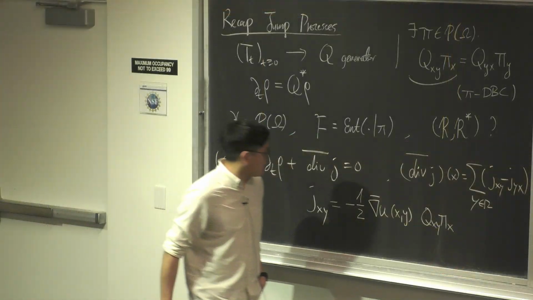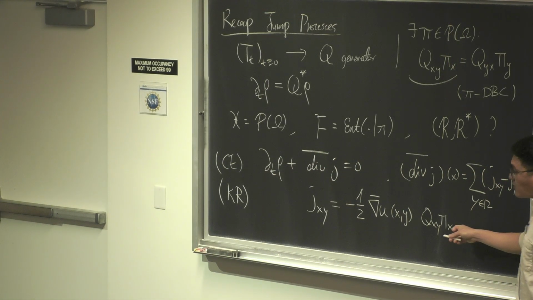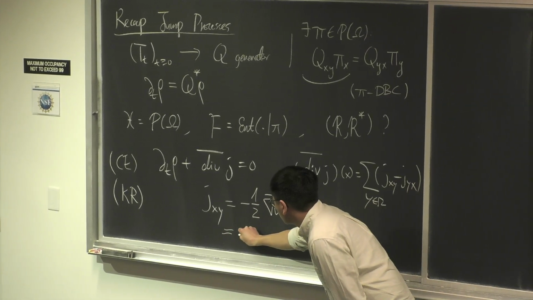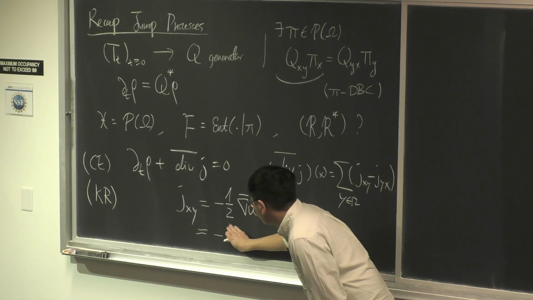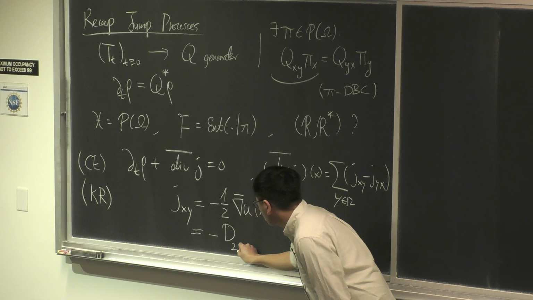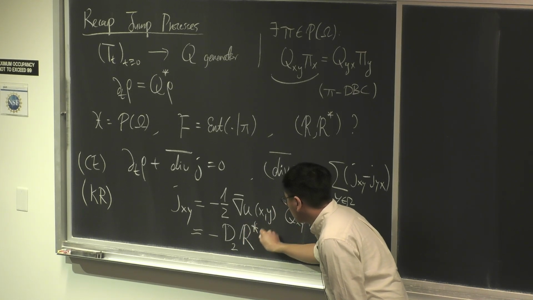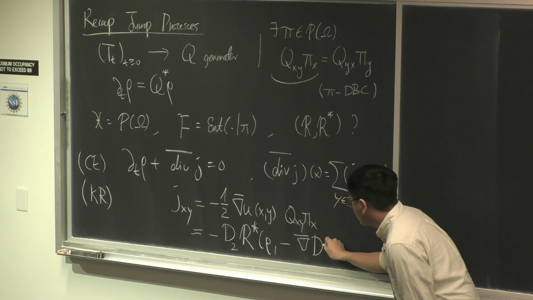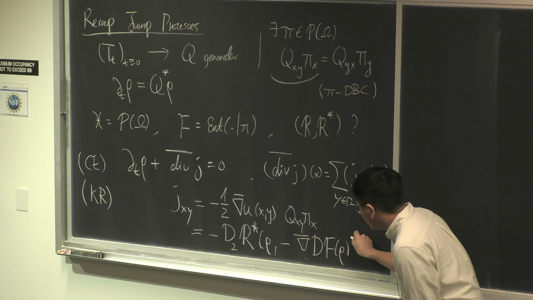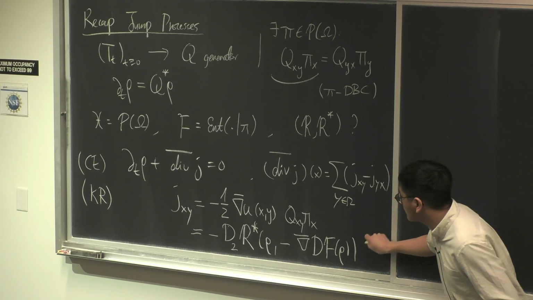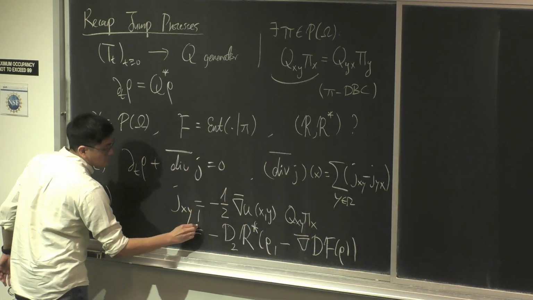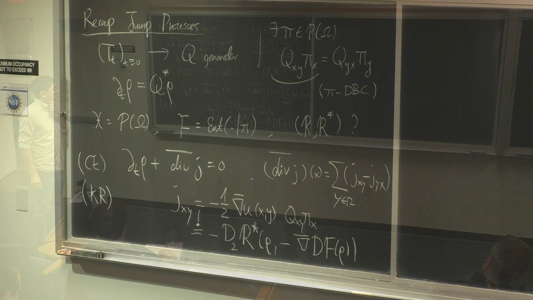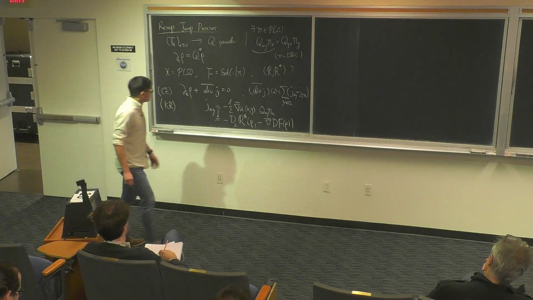All right, so now the question remains, can we write this guy in the form of some minus d2 of R star of rho of minus d of F of rho? This is what we want to have. That's the question. Right? Okay, and I'll give you two examples.